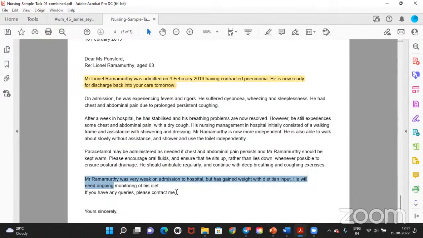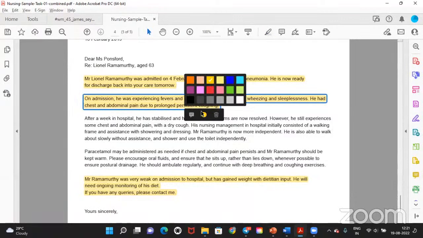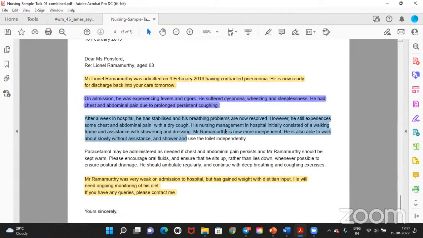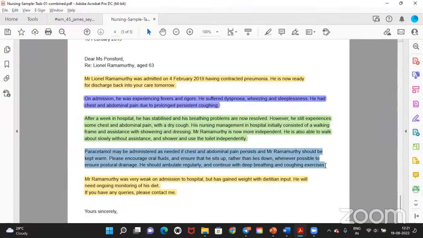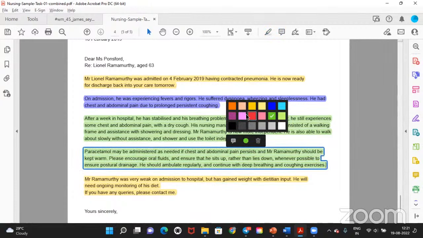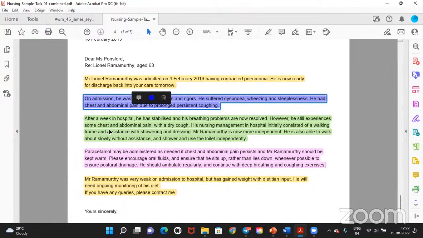Now you can see here, paragraph number 1, on admission. So that is one color. Then this is during hospitalization, so that is the second color. And this is after discharge, the discharge plan. So see how it is constructed. First, this is on admission, that means the conditions before admission. This is during hospital, and this is after discharge.